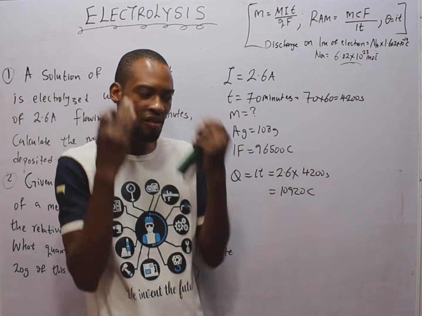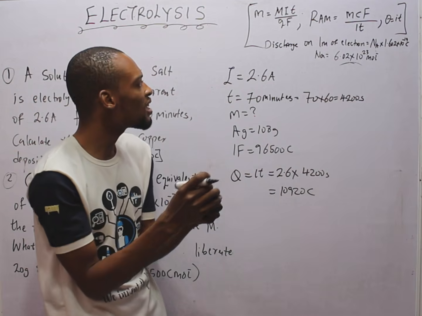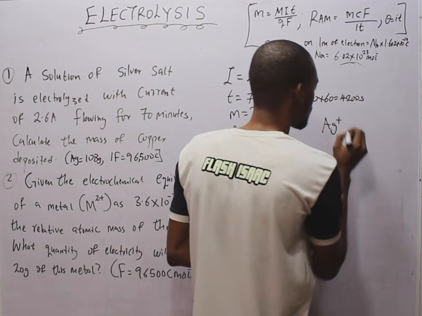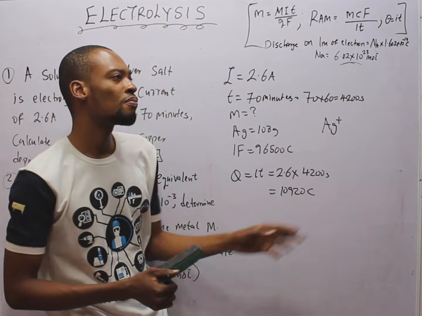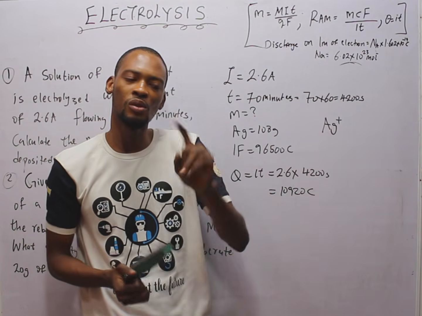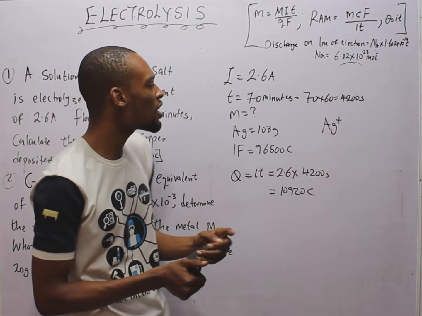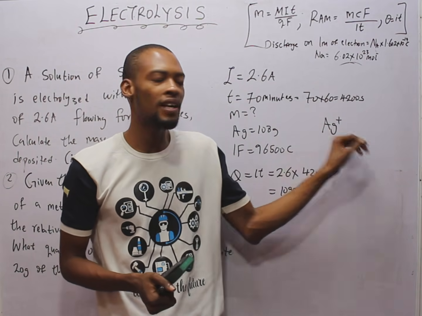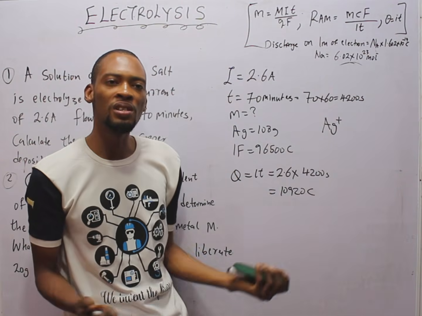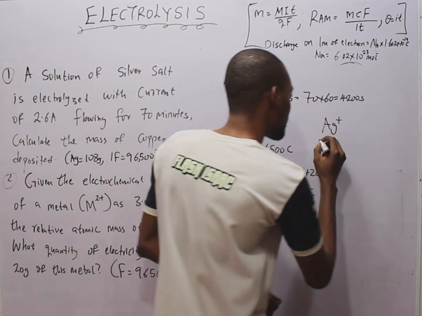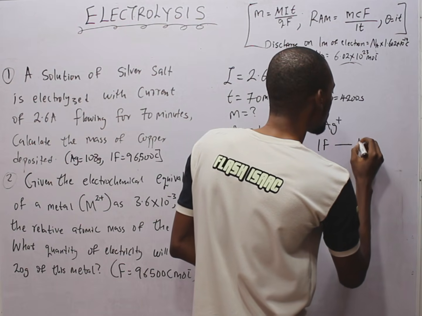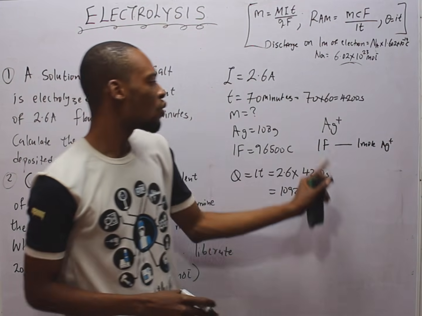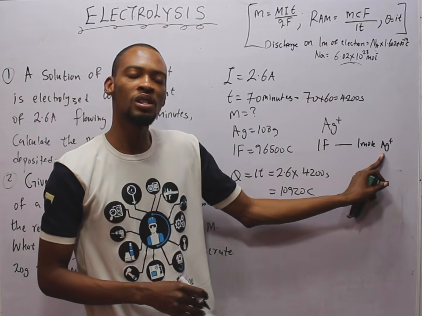Questions under electrolysis require reasoning. Now, what element are we talking about? Silver. And what is silver? Silver is Ag plus. So it has a +1 ion, or the oxidation number is 1. Because in some questions, you'll be asked to look for the oxidation number or the charge. So the charge on silver is plus 1. Plus 1, what does it mean? It means that 1 Faraday will be required to deposit 1 mole of silver, because the charge is 1.